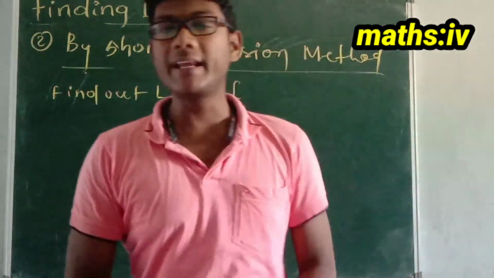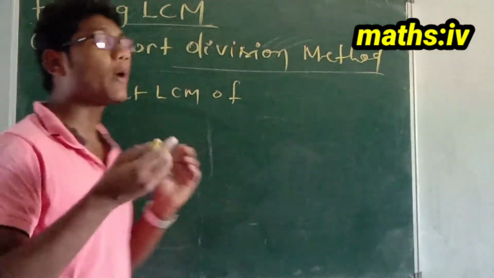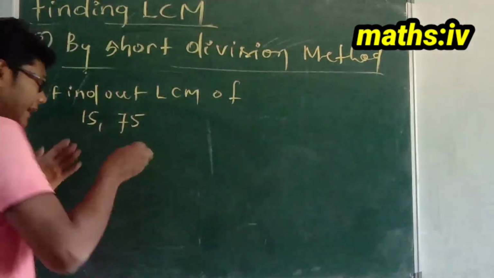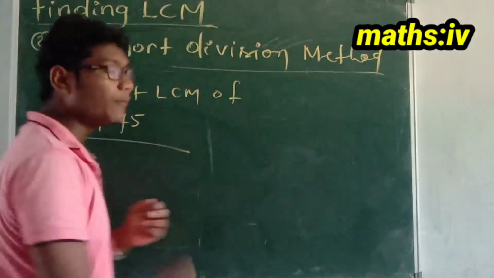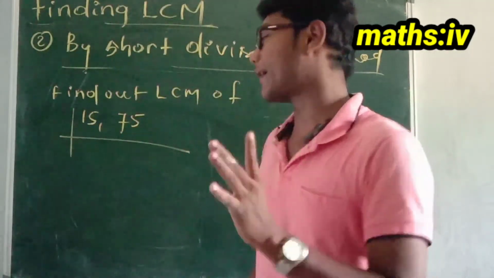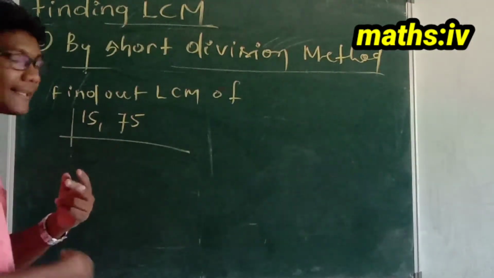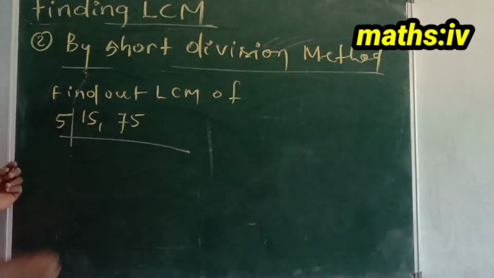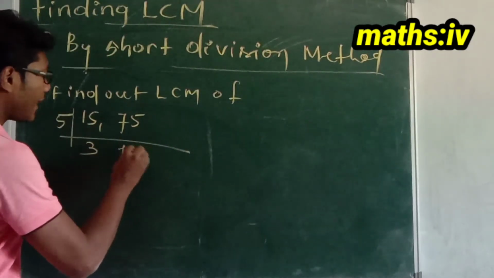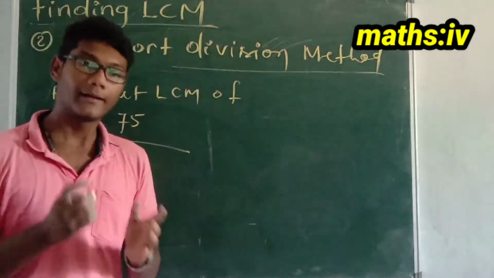Next, 15 and 75. Students, what do we have to do? We have to write both of them in a row. Now we shall divide both of them with a common factor. You can see that there is a 5 in both places, so it is divisible by 5. 5 3s are 15 and 5 1s are 5. 5 5s are 25. Clear? 15 5s are 75. Clear?